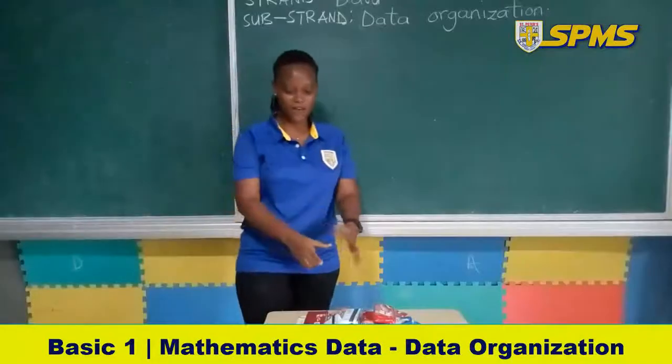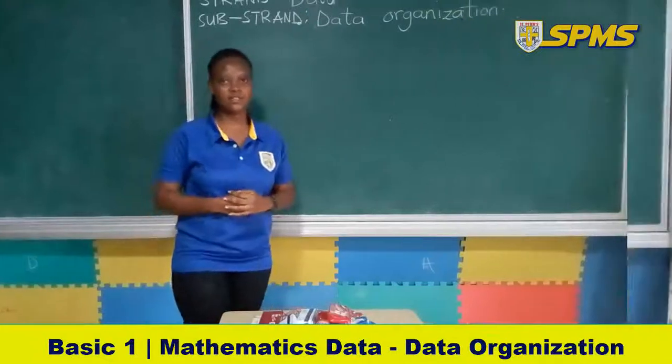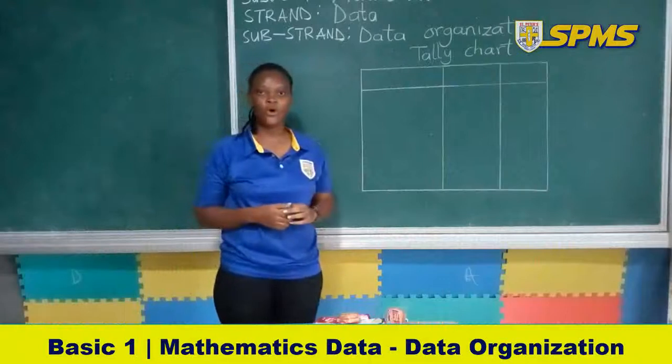We have different kinds of biscuits here. It is raw data. We will pick them one after the other and then represent them on a tally chart. Okay, we have a table on the board.